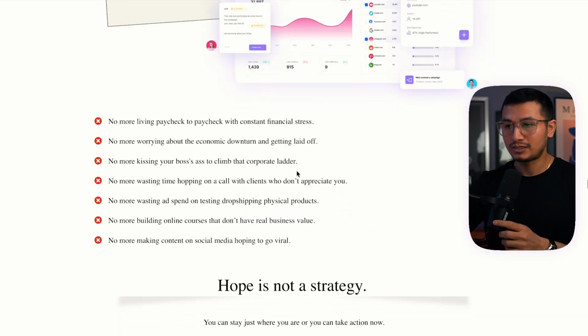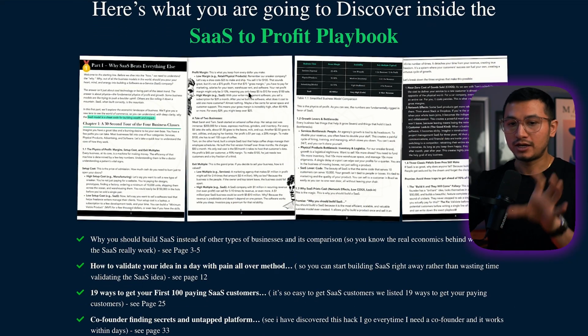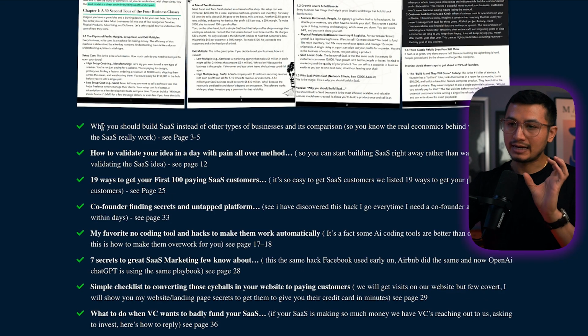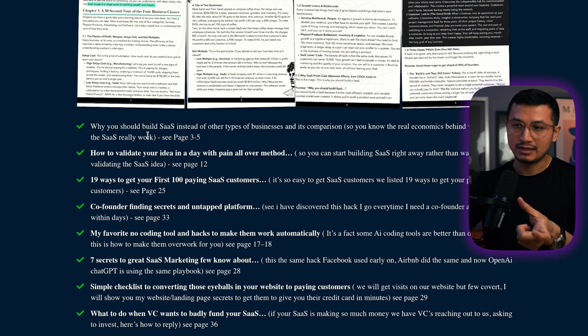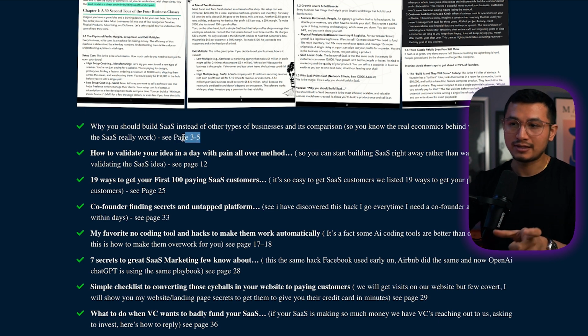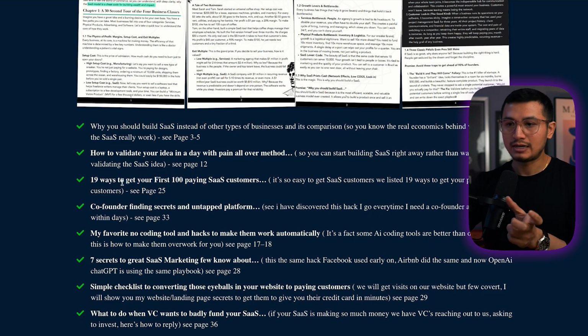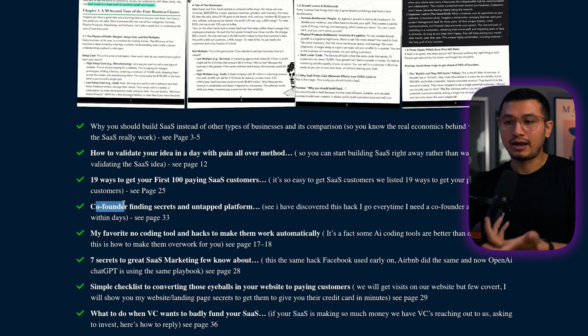And then we talk about testimonials, and then we talk about here's what you are going to get inside the book. We talk about it in this way. We say, you're going to solve XYZ by reading this book, and that's on pages 3 to 5. You're going to learn how to validate your idea on this page. You're going to learn how to get 100 paying customers, 19 ways to get your 100 paying customers, on page 25. You're going to learn how to find a co-founder.